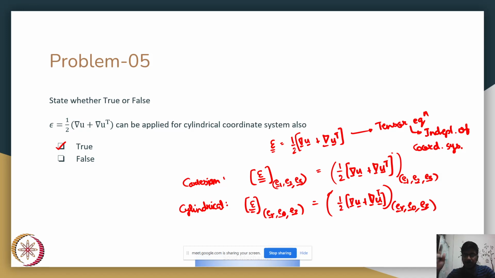You can make up a different coordinate system if you want, and again apply this to that, like the spherical coordinate system.